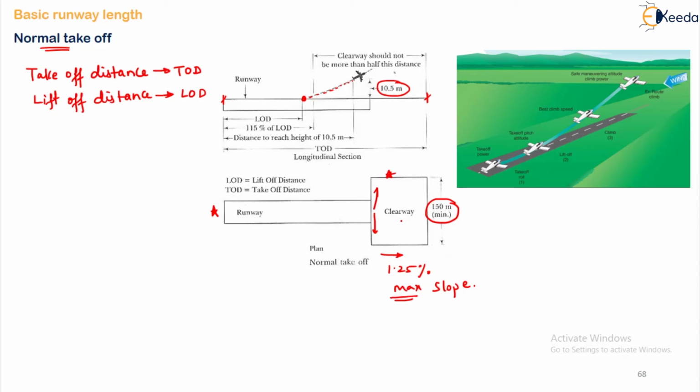This should not have any obstruction, and the clearway should not be more than one half the distance between 115% of liftoff distance to takeoff distance, as shown here. It should not be more than this, right?